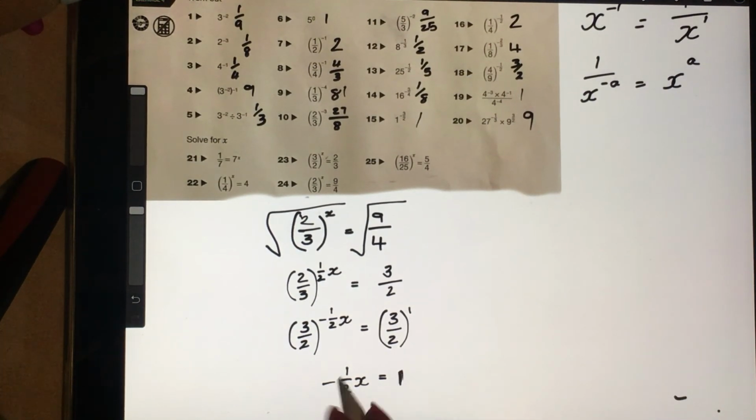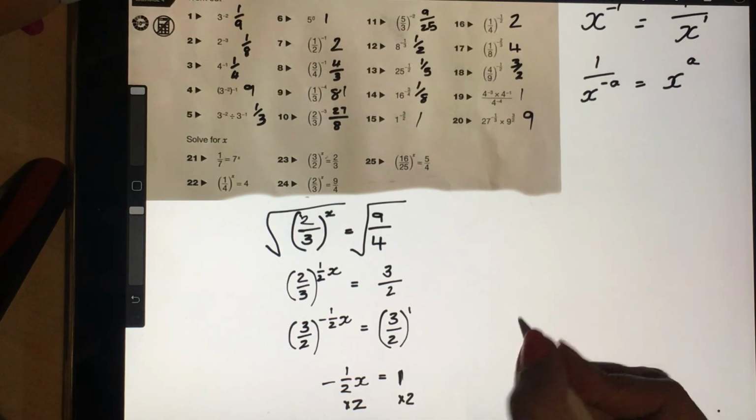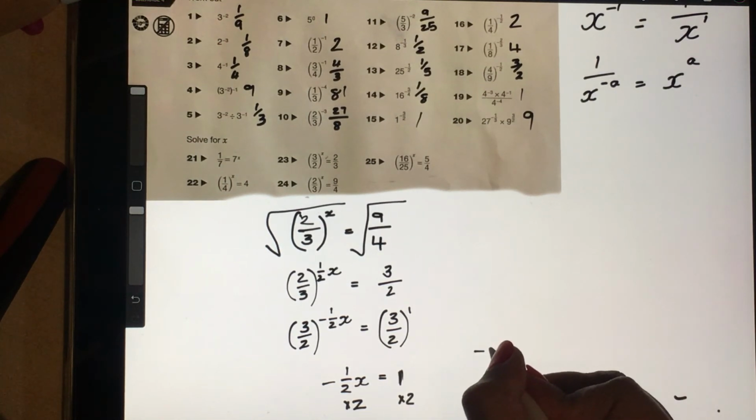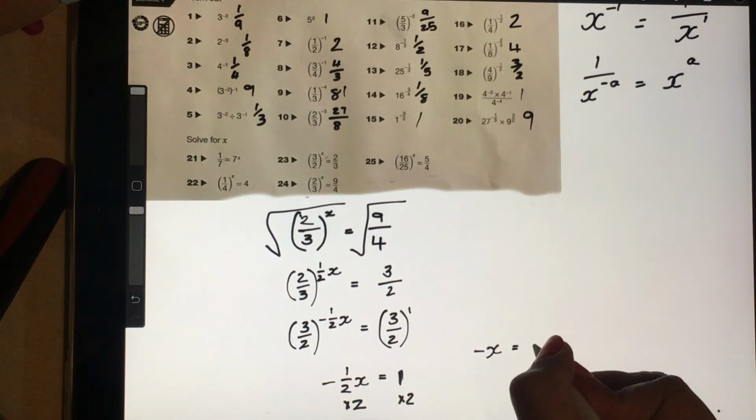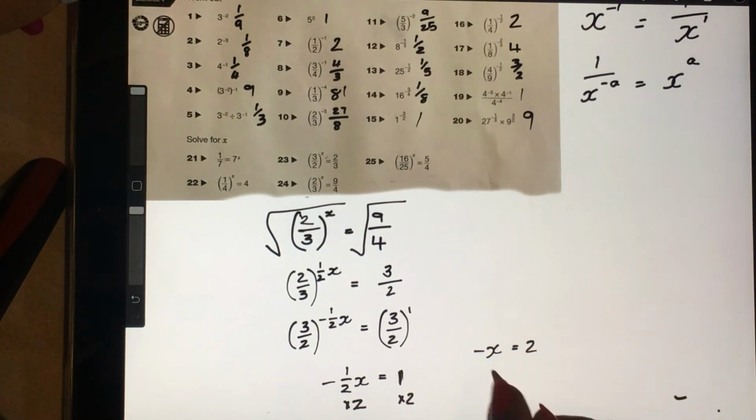But we want to solve for x. We don't want a half of x. So I'm going to multiply both sides with a 2, right? And then I'm going to get minus x is equal to 2. And then I'm going to divide both sides with a negative. So I'm going to have x is equal to negative 2. So for number 24, x is equal to negative 2.